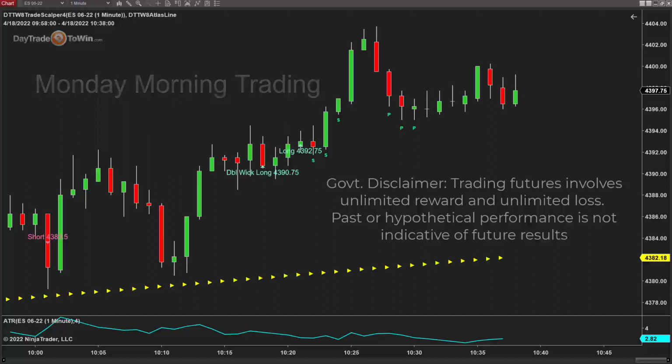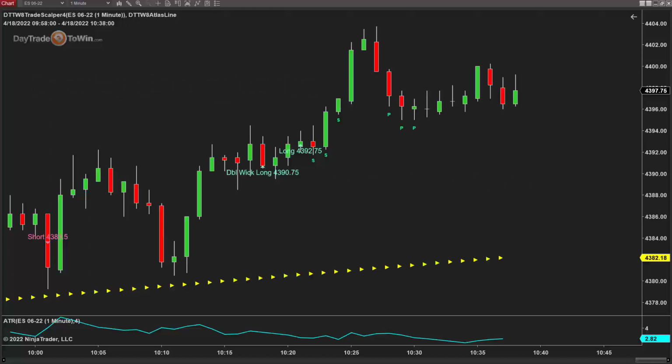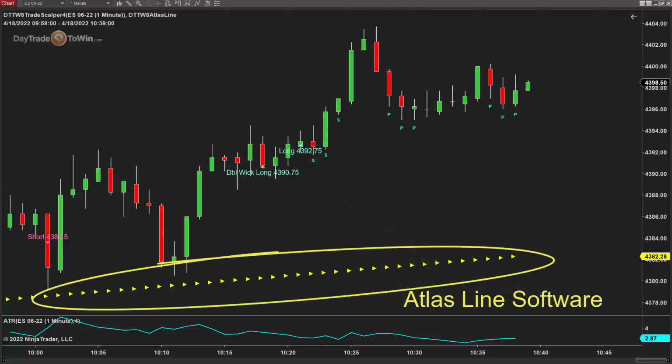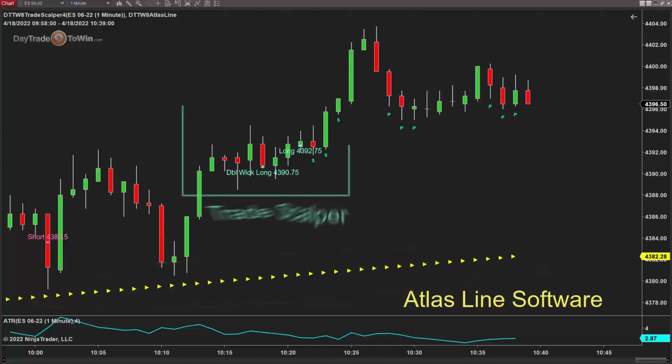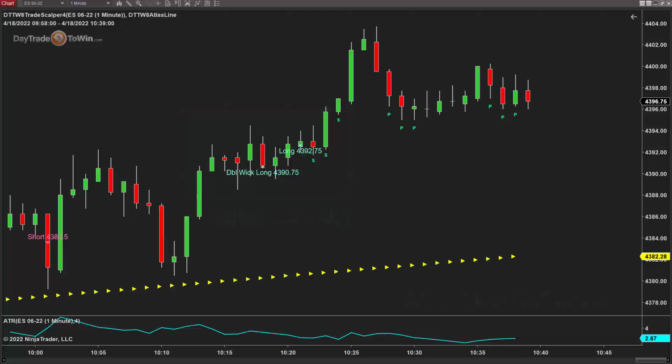This video is going to focus on two of the methods that we teach here. The software is going to be the Atlas line in yellow and the Trade Scalper signals that you see there listed. So there's a combination of things that I'm going to show you. The first is typically when we have the signals telling us to go long or to buy the market in conjunction with another method, this typically is a good thing.